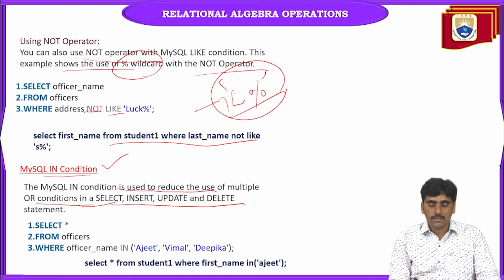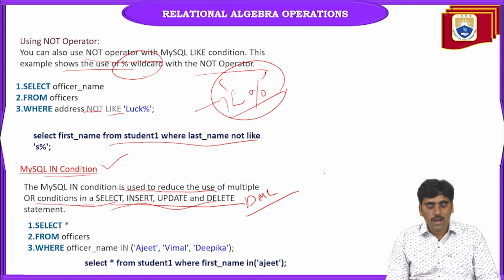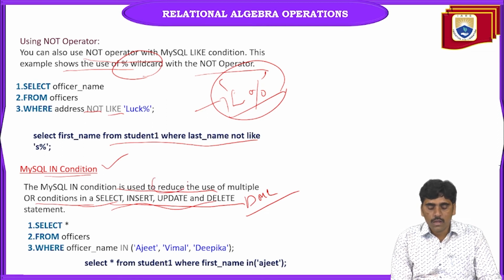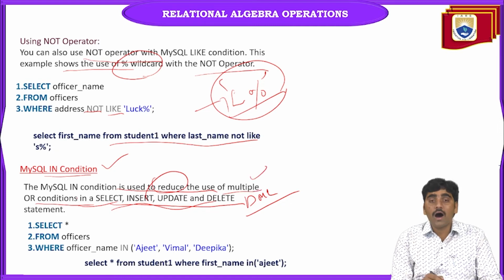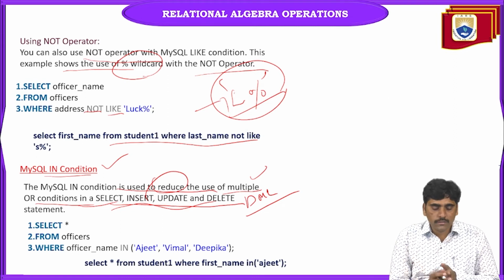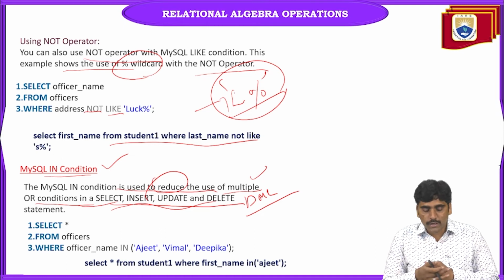So that means these four are DML statements, the data manipulation statements. And the IN condition is used to reduce the use of multiple OR conditions. Instead of writing multiple OR conditions, we can write only one IN condition.